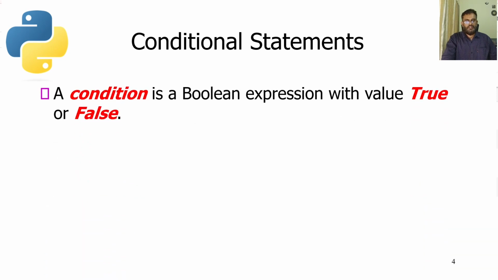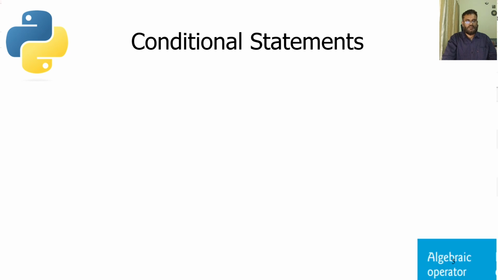So to start with, a condition is a Boolean expression with value true or false. If the condition is true, then it will be evaluated as true, and if the condition is not true, then it will be evaluated as false. For example, the arithmetic expression 7 greater than 4 is true, and if we use the less than operator between 7 and 4, 7 is less than 4 is false in arithmetic. So we can have several statements like that which have either a true answer or a false answer.